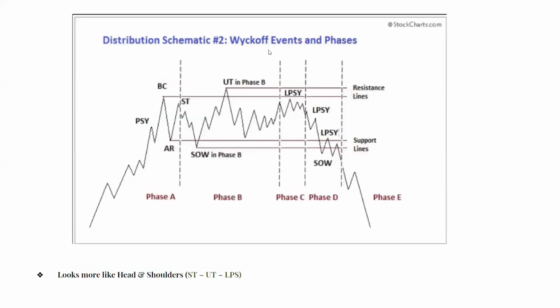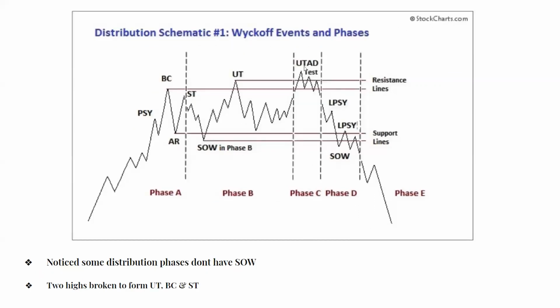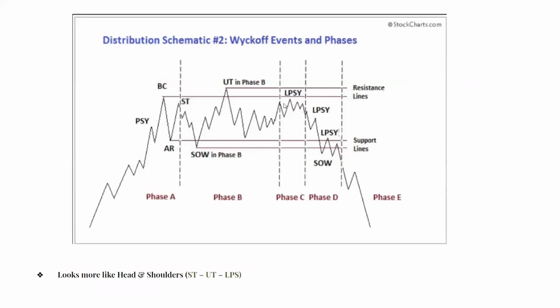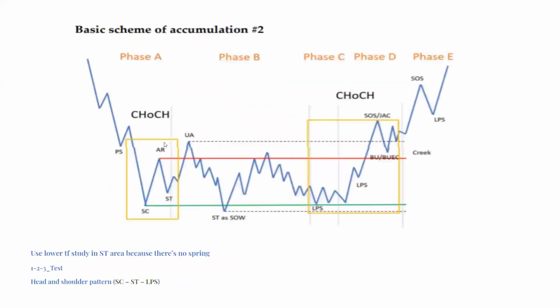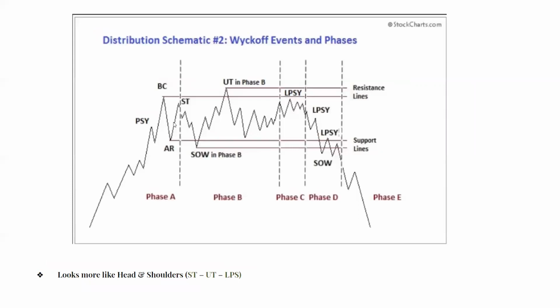The second distribution schematic is a bit different, sort of like the accumulation one. Notice how in this first one, we have a UTAD. In the second one, we don't have a UTAD, we have an LPSY. And just as the accumulation schematic has the head and shoulders looking pattern, shoulder, head, shoulder, distribution likewise has the same. So the BC is what I identify as a shoulder, the upthrust is the head, and then the LPSY, that's the shoulder. And then we start selling off.